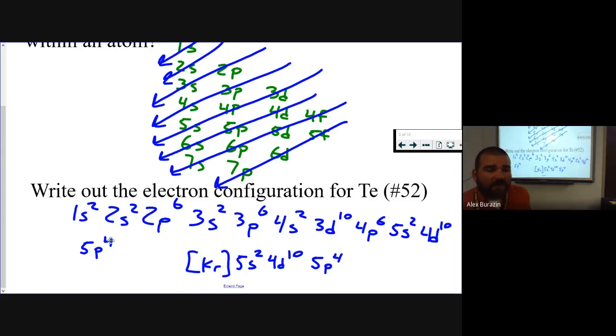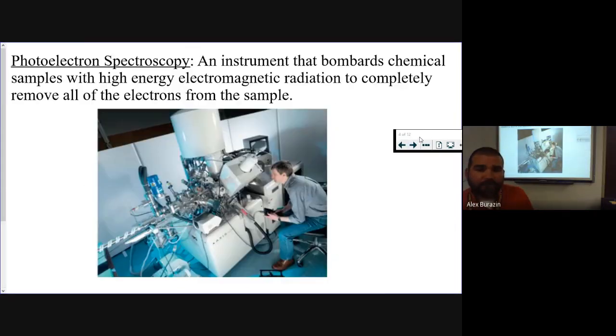And then we just got to make sure that all of our little exponents here add up to the correct total number of electrons that we need. So we have 2, 4, 10, 12, 18, 20, 36, 30, 38, 48, and 52. So we're perfect. Okay. All right.